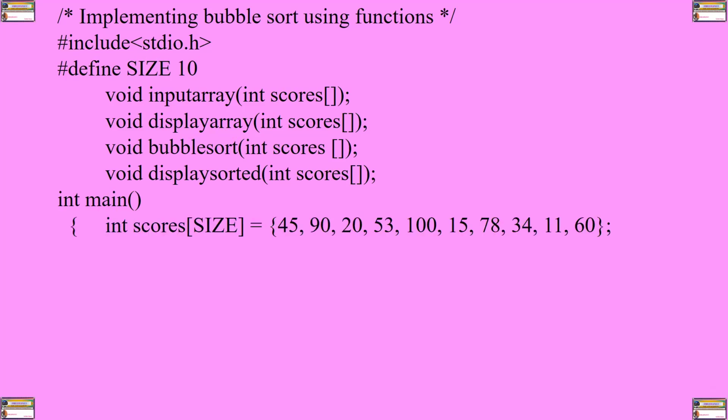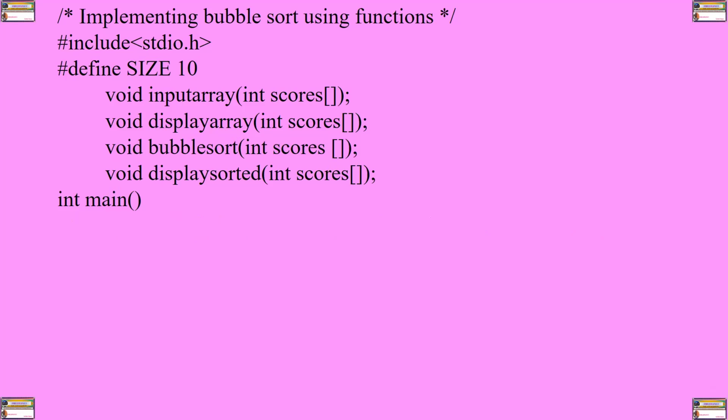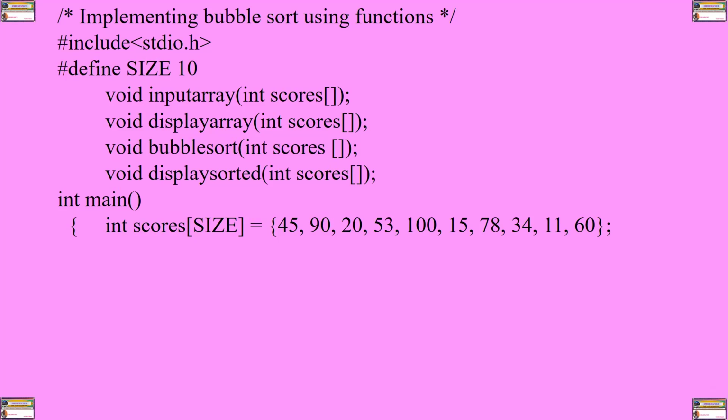Then we have our main function here. We are declaring an array called scores of size 10, and those values will be of type integer, and we're initializing that array with elements in the following order. So this is a one-dimensional array called scores, and it's being assigned the following values automatically once this statement is executed. The values will be 45, 90, 20, 53, 100, 15, 78, 34, 11, and 60.